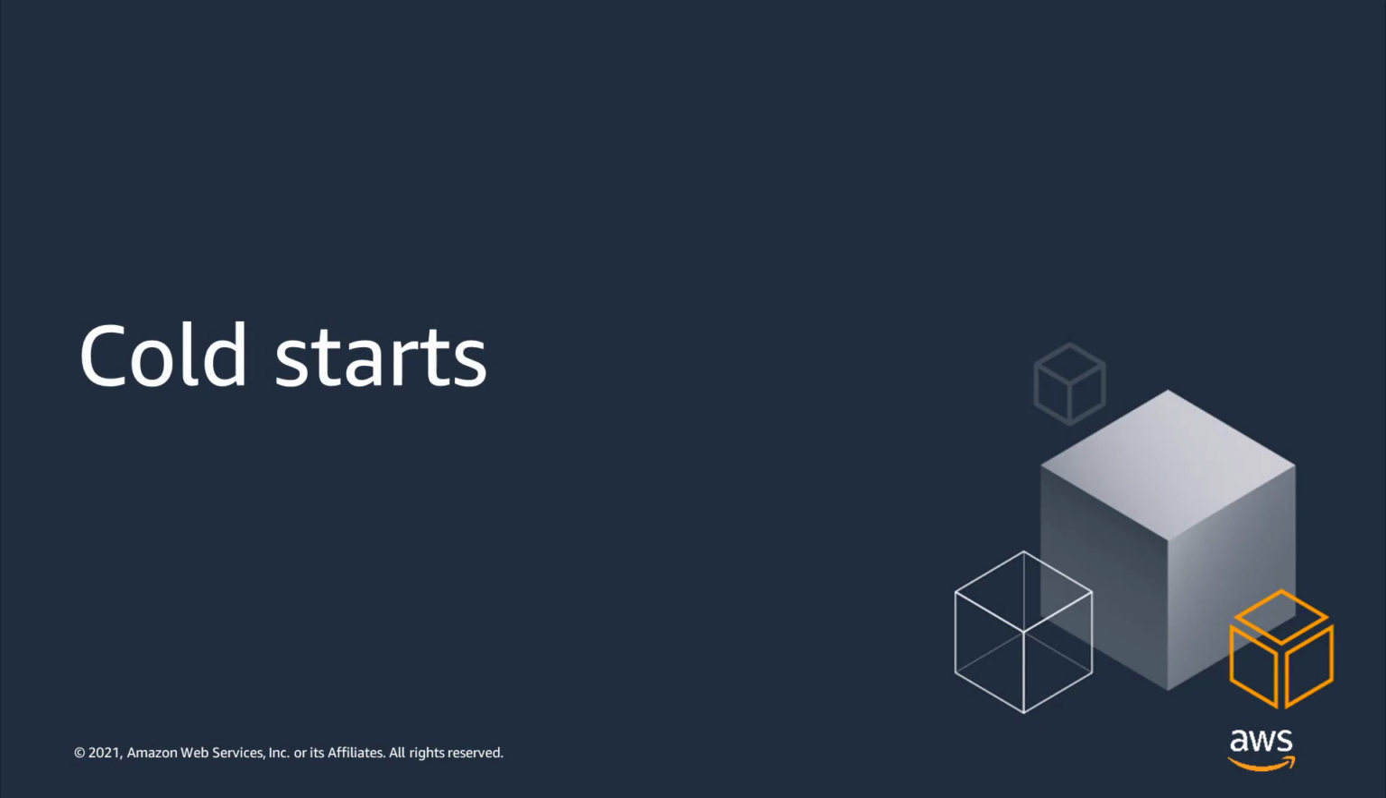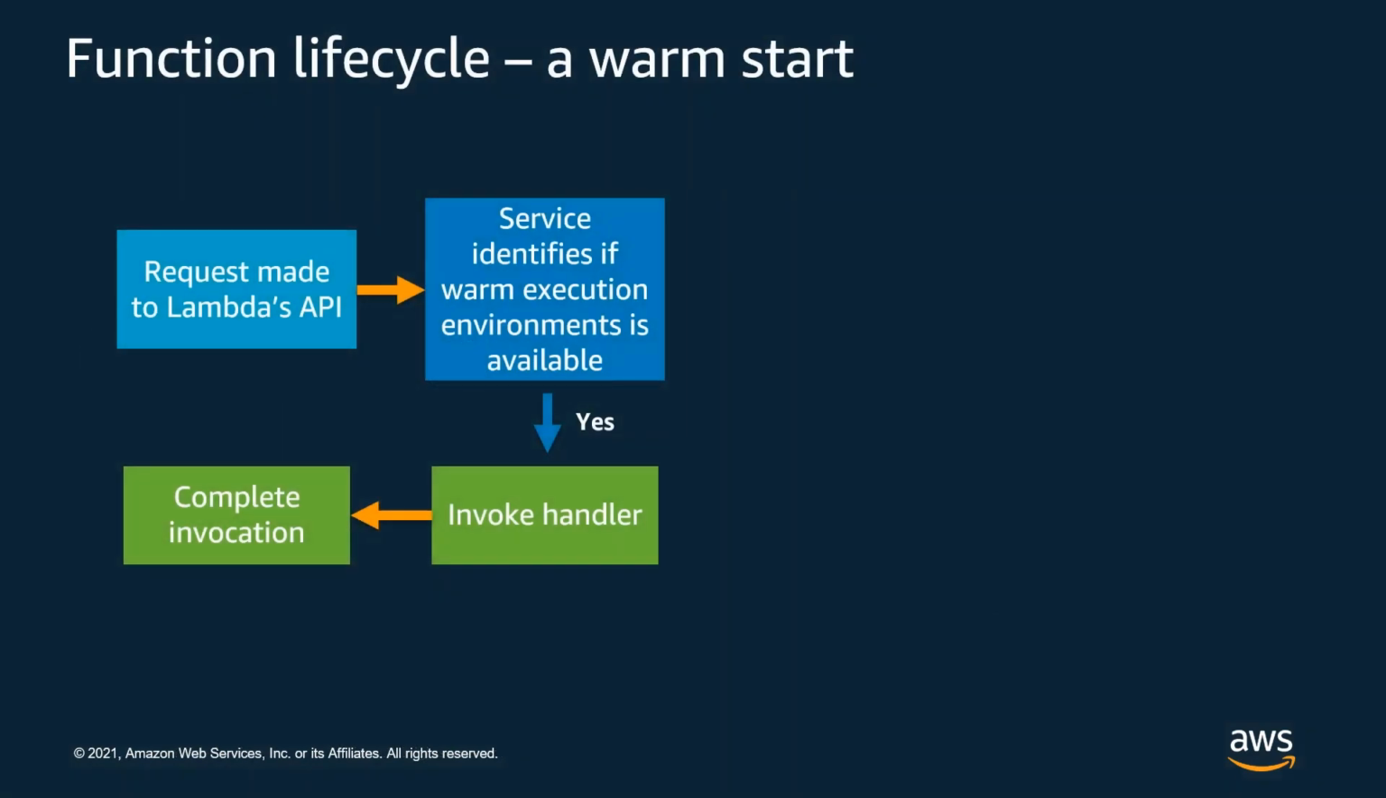So let's get into cold starts. If we peek under the covers of the Lambda service, there's a distinct difference between a cold start and a warm start of your function, as I spoke briefly about earlier. All requests come into the Lambda service via the Lambda API. The Lambda service first checks to see if there is a warm execution environment already available. If this is the case, it means the function has been invoked previously, fairly recently. When this happens, this is called a warm start because the execution environment is warm and ready. Next, Lambda invokes the handler and completes the invocation.